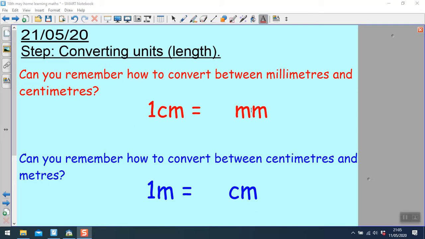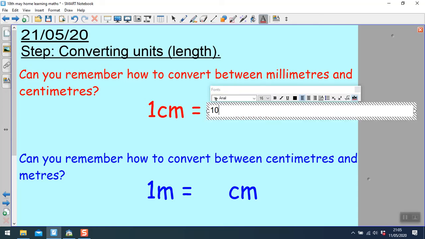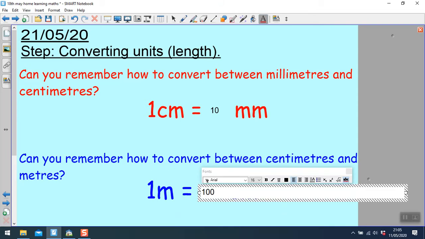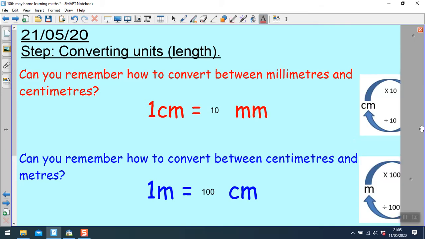So there are 10 millimetres in 1 centimetre, so 1 centimetre is the same as 10 millimetres. There are 100 centimetres in a metre, so 1 metre is the same as 100 centimetres. And we used this yesterday, didn't we?